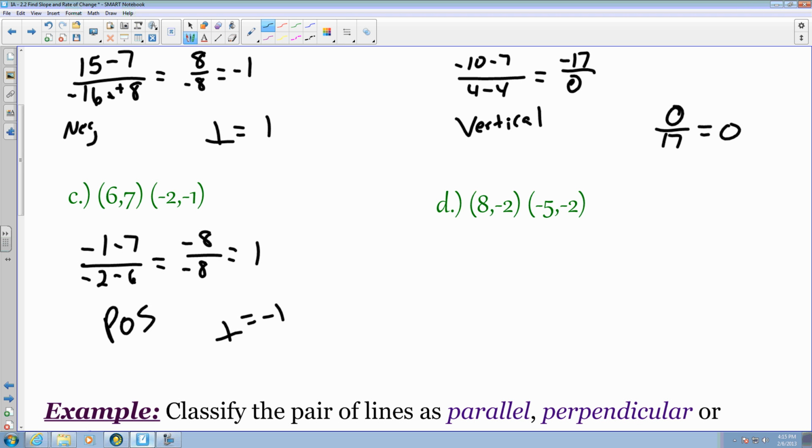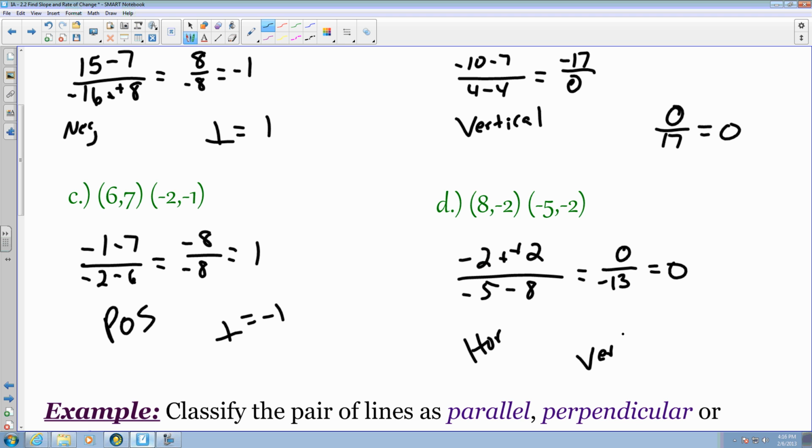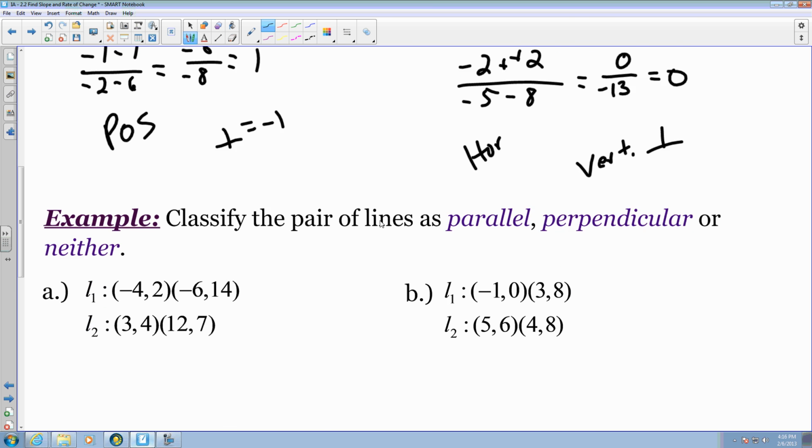So if I look at D, I'm going to go negative 2 minus a negative 2 divided by negative 5 minus 8. Plus plus, this gives me 0 divided by negative 13, which equals 0. So if I have a slope of 0, that means this is a horizontal line. Any horizontal line would be parallel to this particular line, and any vertical line would be perpendicular to this horizontal line.